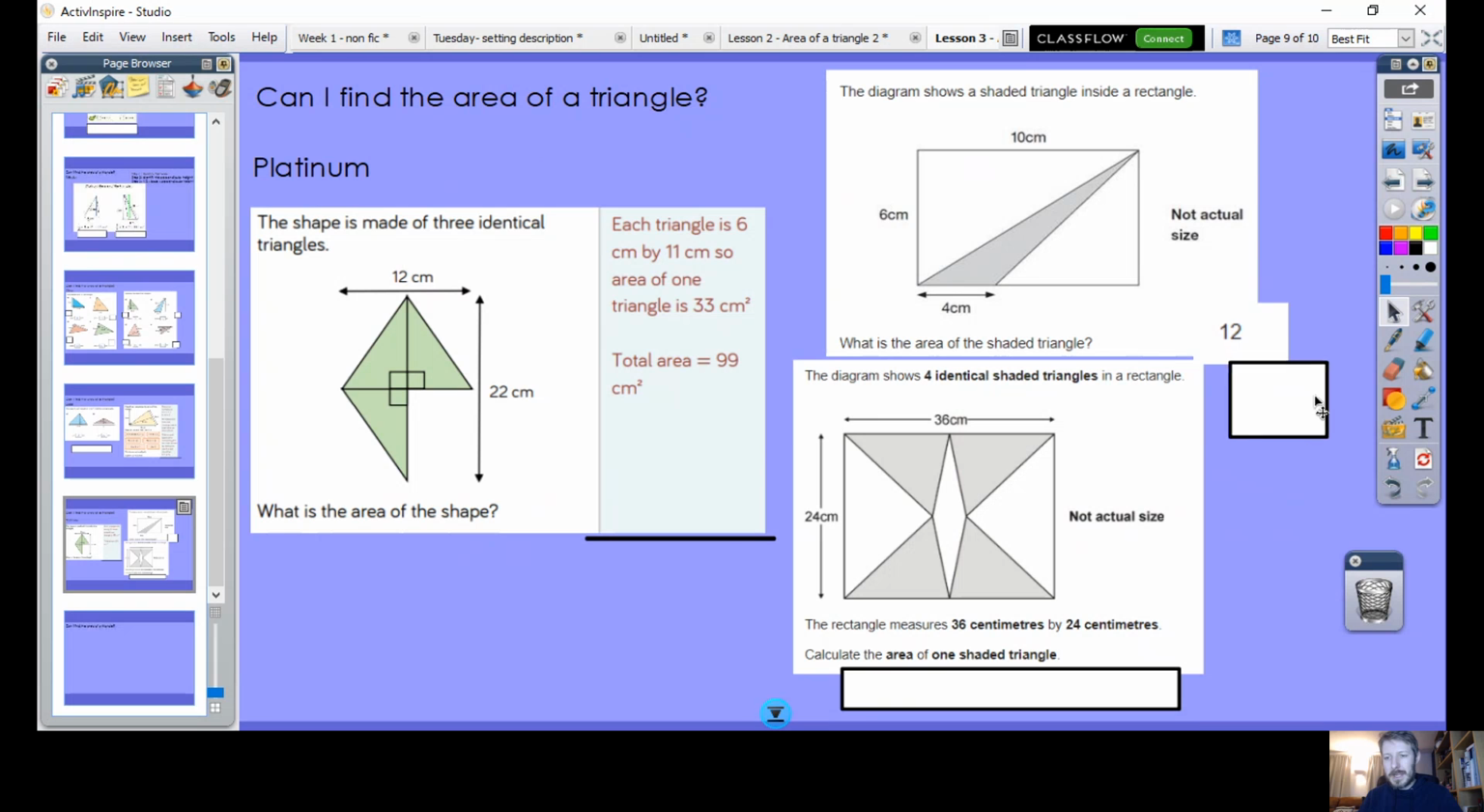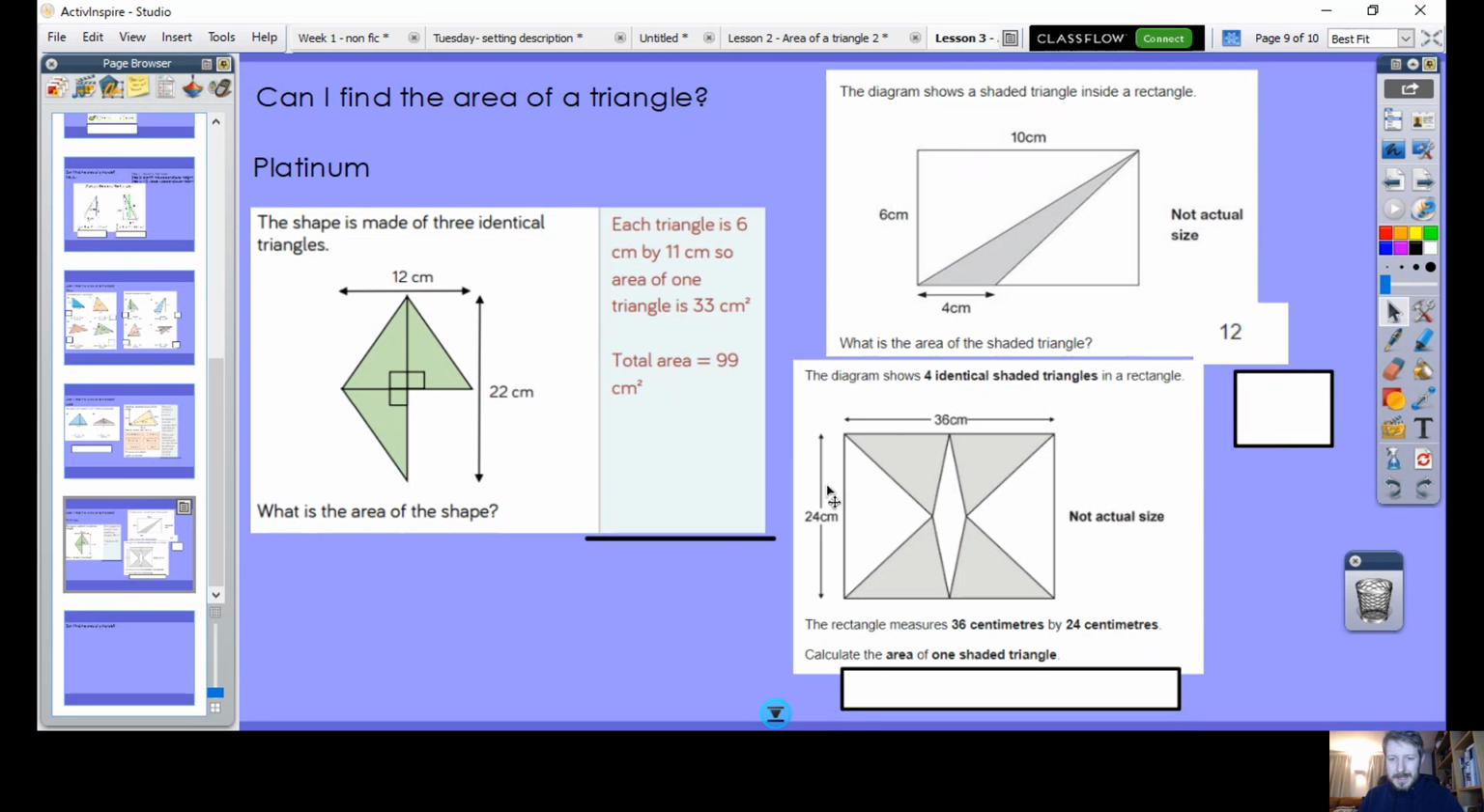So we've got the information we need to calculate half the base, which is 2, multiplied by 6 is 12. It doesn't give units, so we're not sure of the units. Oh, yes, it does, centimeters. So it'll be 12 centimeters squared.